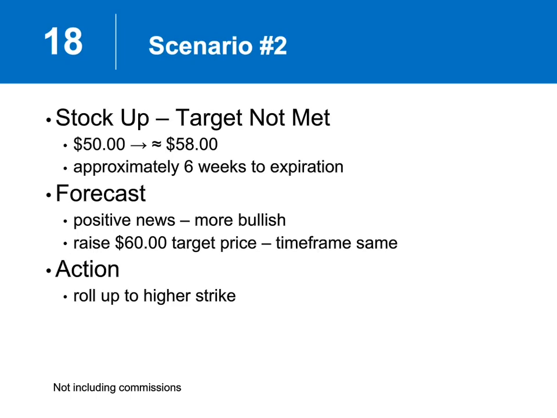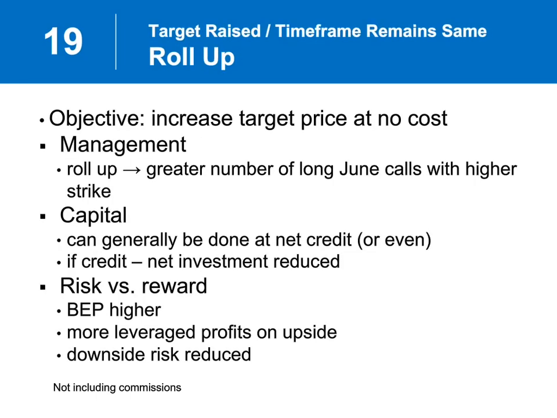The action we really decide to take is to roll up to a higher strike. Well, why do we want to roll up to a higher strike, you may ask? Well, rolling up, it depends. We're going to add leverage. We may take some chips off the table. Let's go through a couple different scenarios. So the objective is to increase the target price at no additional cost. That's it. We potentially get a higher break-even point. We're definitely going to increase the leverage on our profits to the upside, and depending on what strike and how many options we trade, we may reduce our downside.